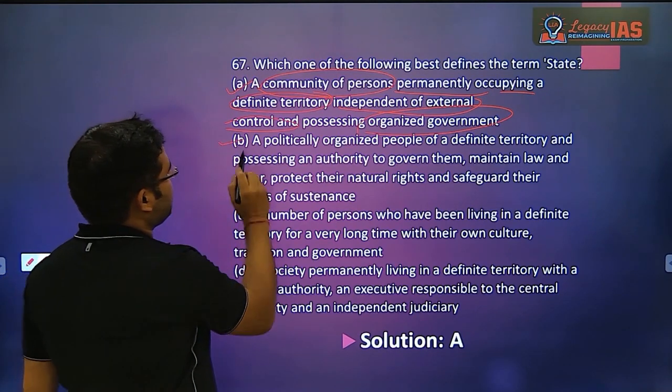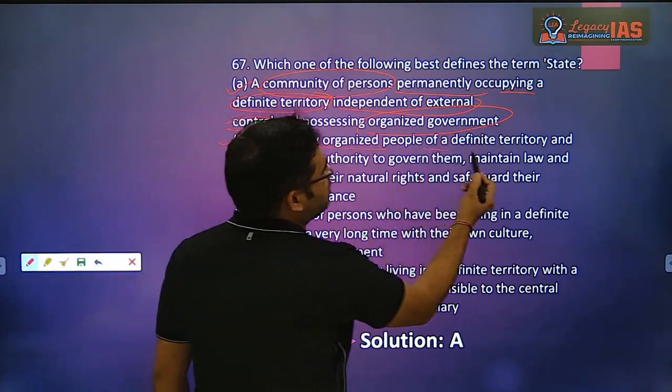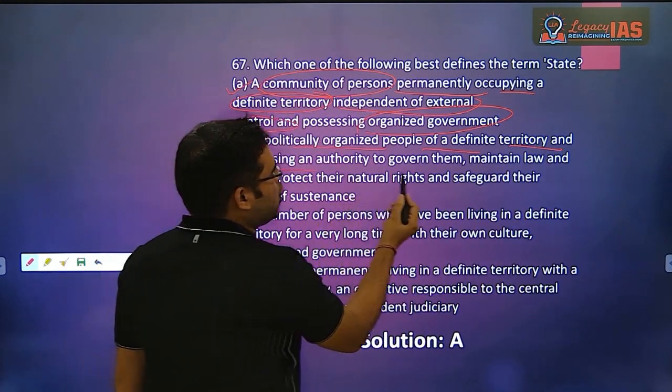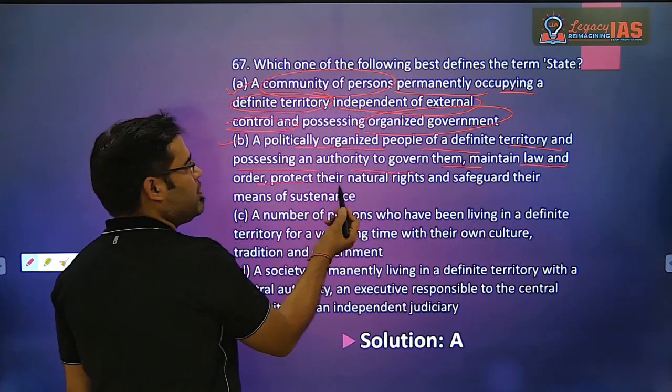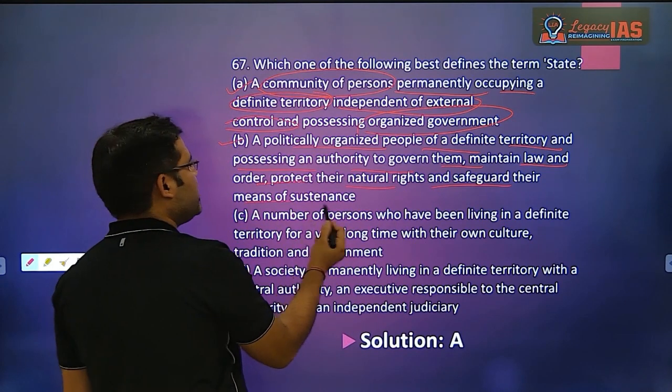See, option B: politically organized people of a definite territory possessing an authority to govern them, maintain law and order, protect their natural rights and safeguard their means of sustenance.